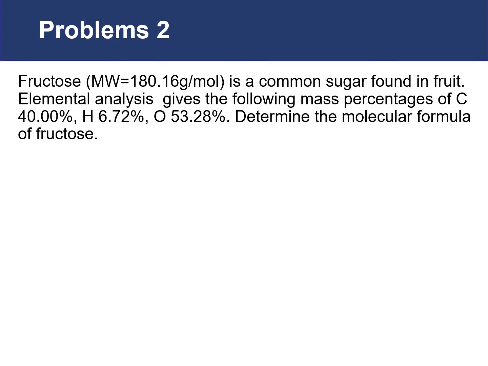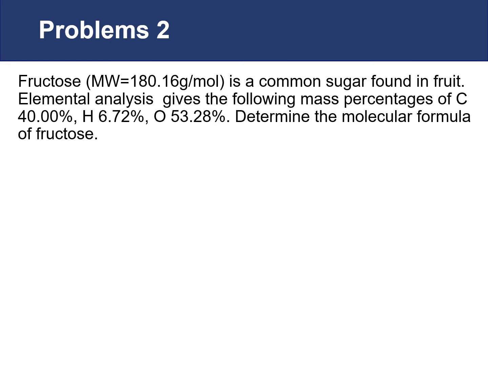Let's look at another example. For this problem, we will first be determining the empirical formula and then using that to determine the molecular formula. So, fructose is a common sugar found in fruit. Elemental analysis gives the following mass percentage of carbon being 40%, hydrogen is 6.72%, and oxygen is 53.28%. Determine the molecular formula of fructose.